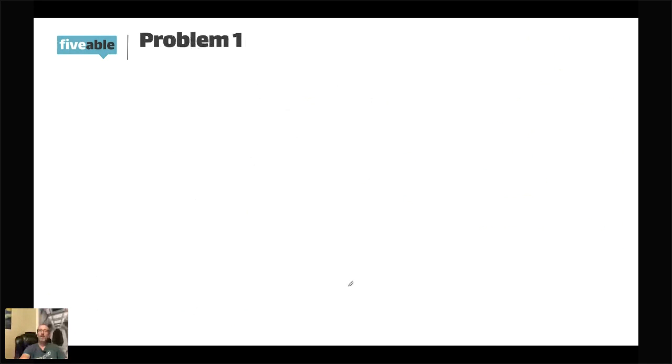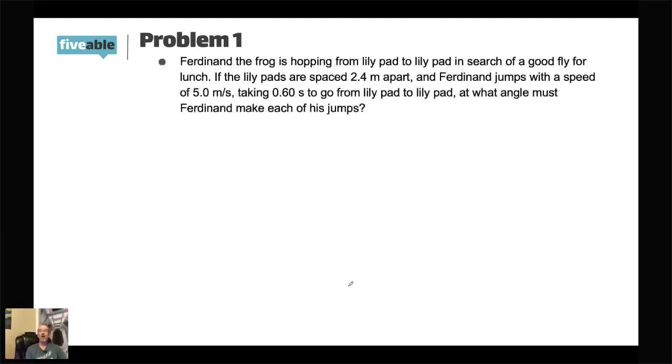So this is the very first problem that we're going to do. Ferdinand the frog is hopping from lily pad to lily pad in search of a good fly for lunch. If the lily pads are spaced 2.4 meters apart and Ferdinand jumps with a speed of 5 meters per second, taking 0.6 seconds to go from lily pad to lily pad, at one angle must Ferdinand make of his jumps? So whenever you start one of these problems, probably the best thing to do is go through and circle things that are important.